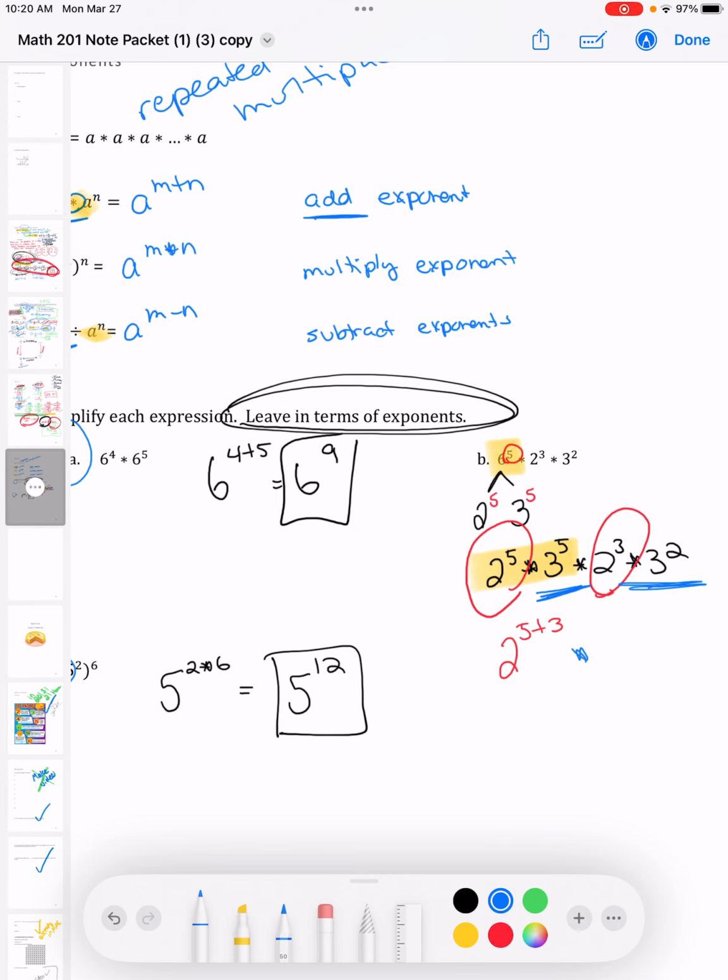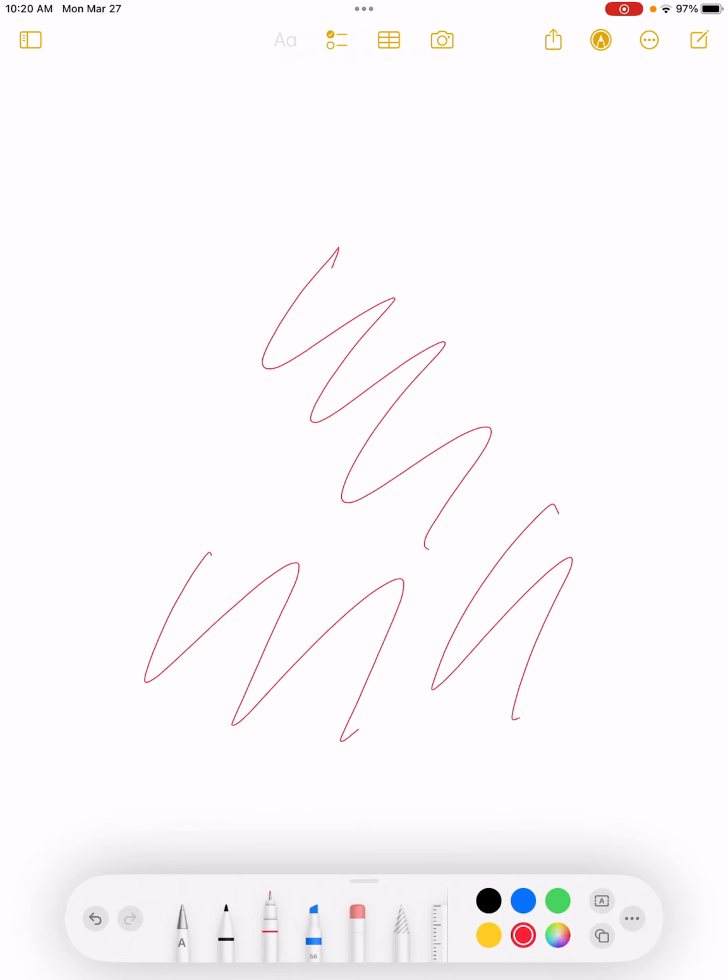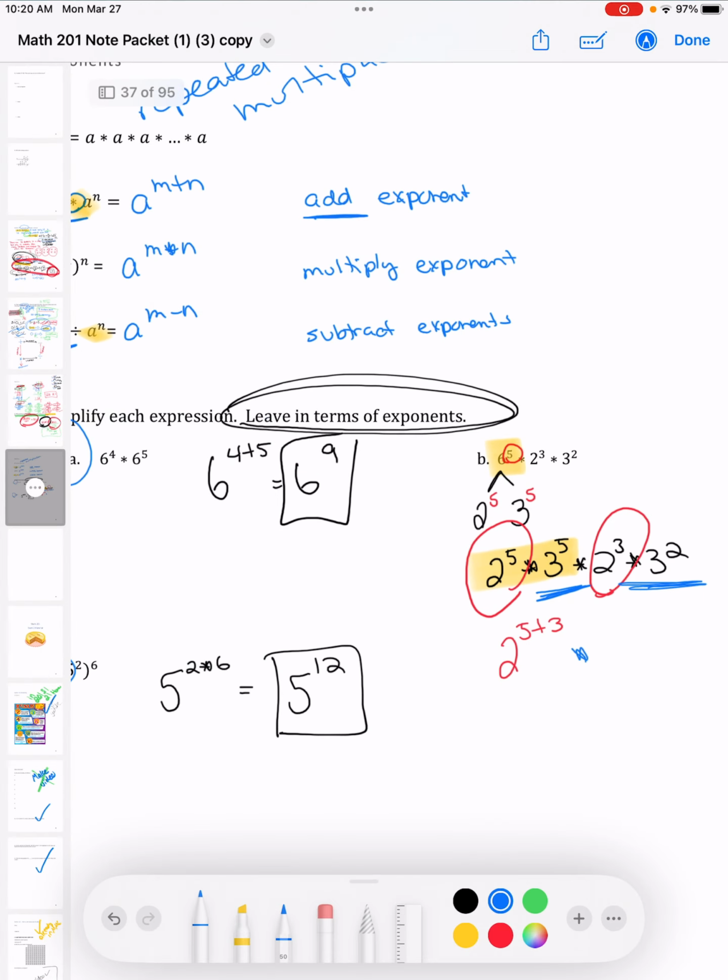Oh, pencil stopped working again. Going to come up here and get it going.